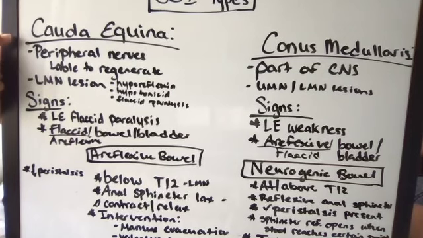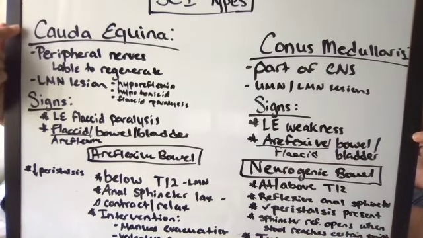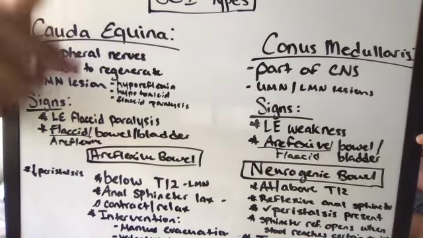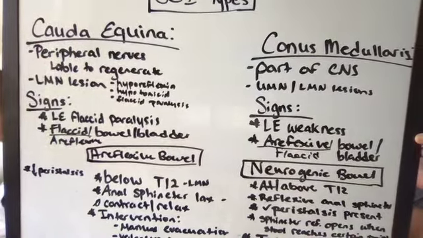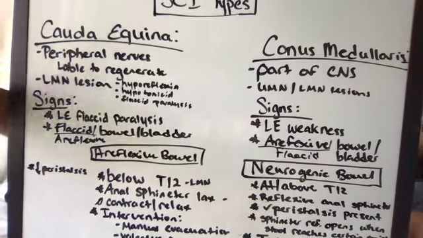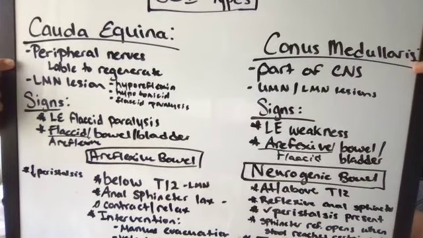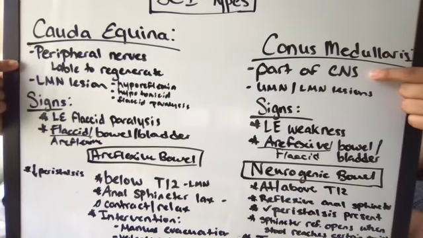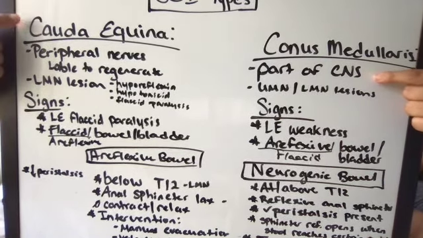So the Cauda Equina, which means horse's tail, are the little filaments, little pieces that come off and look like a horse's tail. While the Conus Medullaris is that little cone there. It's still a part of the central nervous system here. So the Conus Medullaris, and then there's the Cauda Equina.